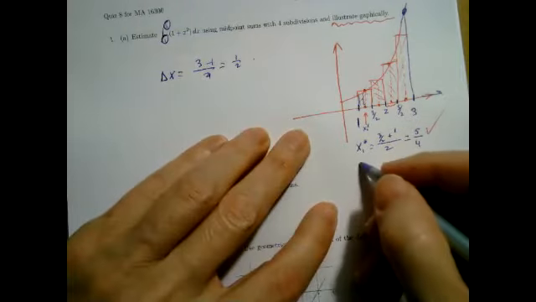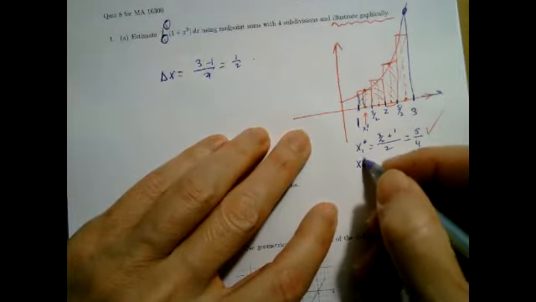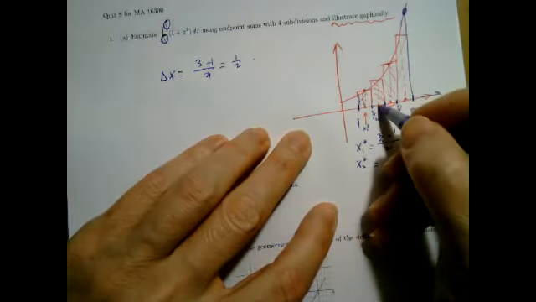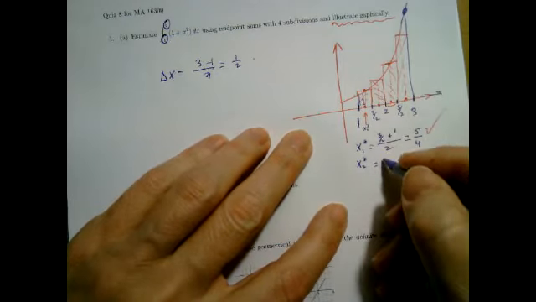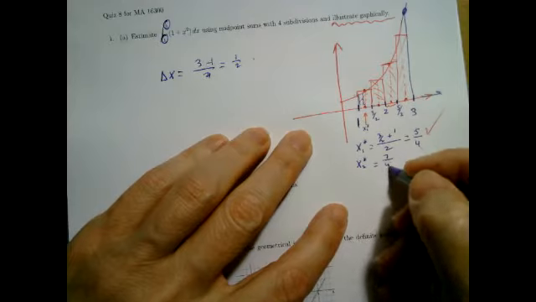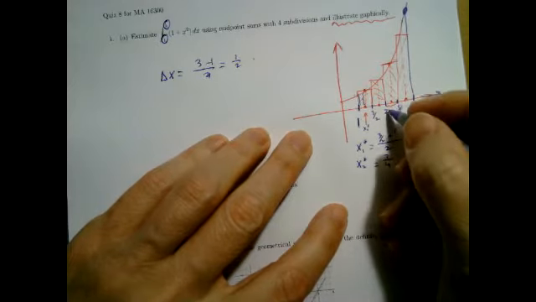And then we keep going. The x2 star is going to be, okay, 5/4, you're adding a half to it, or 2/4. So 5/4 plus 2/4, you're going to get 7/4. So this is going to be the 7/4.